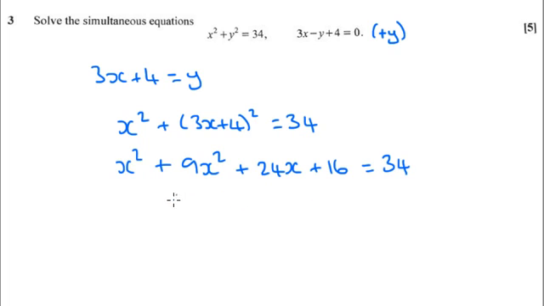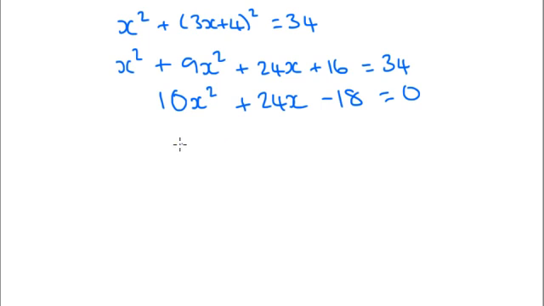So if we collect everything up, we've got 10x squared all together, plus 24x. And then we've got a 16, and we're going to have a negative 34. So when we move this 34 to the other side, we're going to have minus 18 at the end, and that's going to equal 0. So we've got to factorise this. Before we start factorising it, everything divides by 2. So just to make things a little bit easier, I'm going to divide everything by 2.